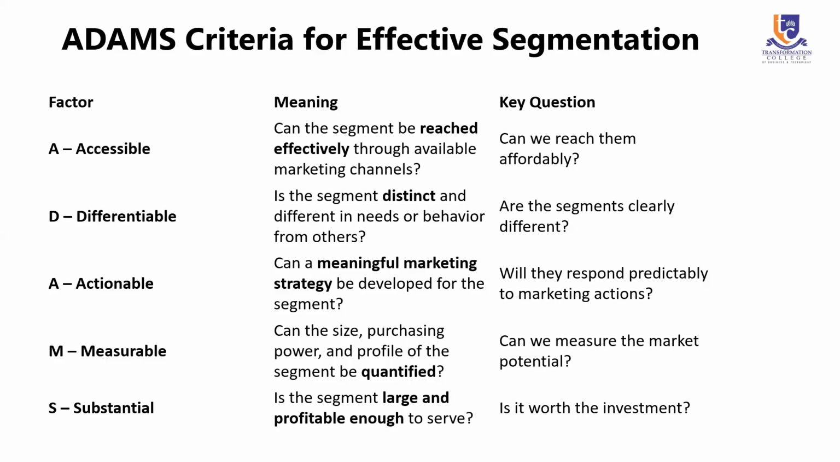Differentiable: is the segment distinct and different in needs or behavior from others? Are the segments clearly different? Actionable: can a meaningful marketing strategy be developed for the segment? After you identify it, you develop a marketing strategy. Will they respond predictably to marketing action? How do we measure it?